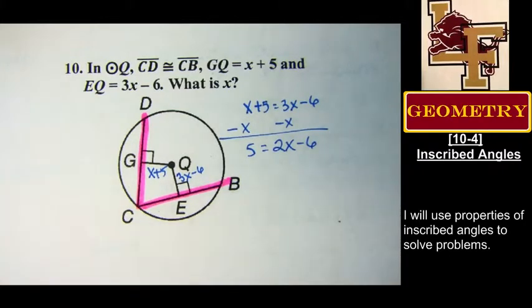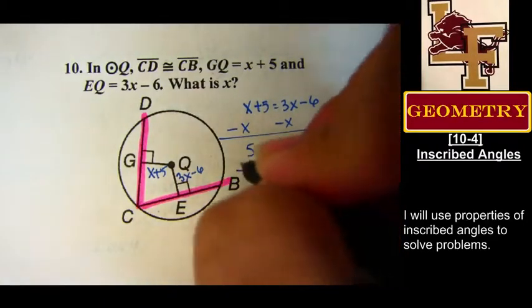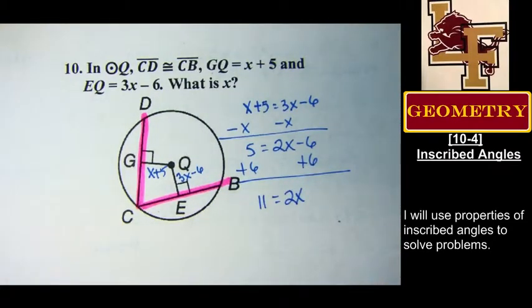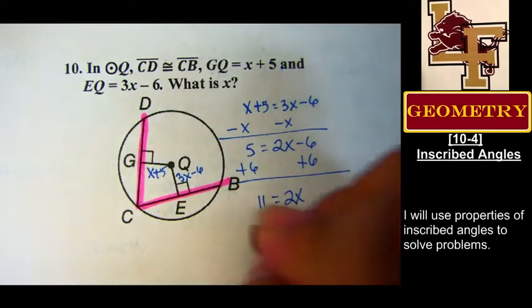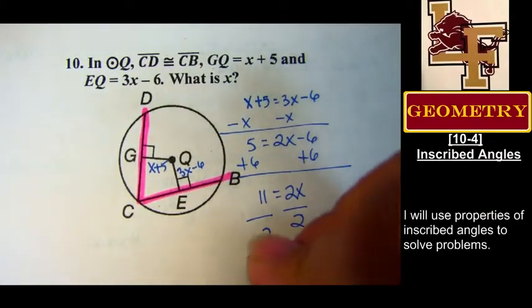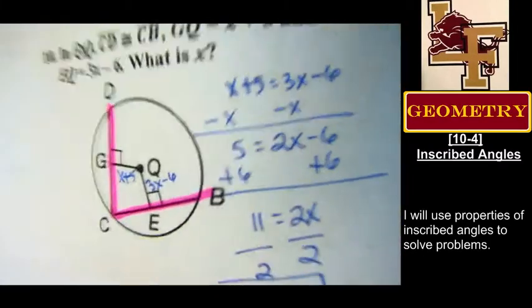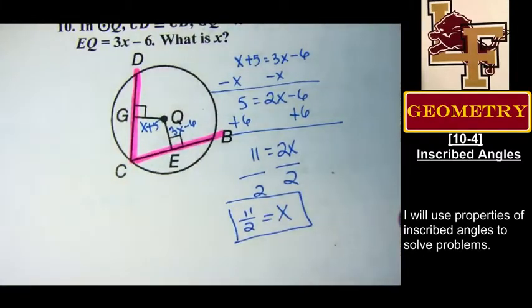Now I'm going to get rid of that 6 because I need to get x by itself, so I want to get rid of all the stuff around it. So adding 6 to both sides. And now I want the x by itself, so I want to get rid of that 2. So I'm going to divide both sides by 2, and it's 11 over 2. You don't have to write it in decimal. I am perfectly okay with this being in a fraction. Easy enough?